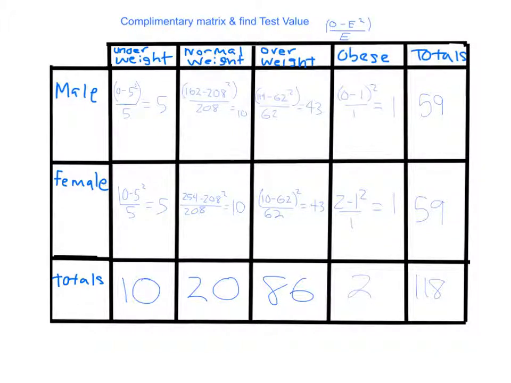For the complementary matrix, the equation is (O minus E) squared divided by E. E equals the value we found in the last table, and O is the original value for each square. So for this first one, male underweight, O would be the original value, 0, and E would be 5, what we just found in the last slide. And 118 would be our test value.